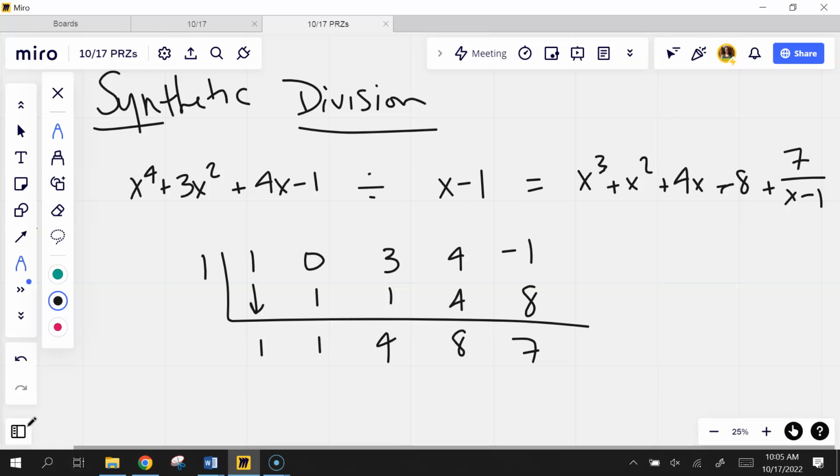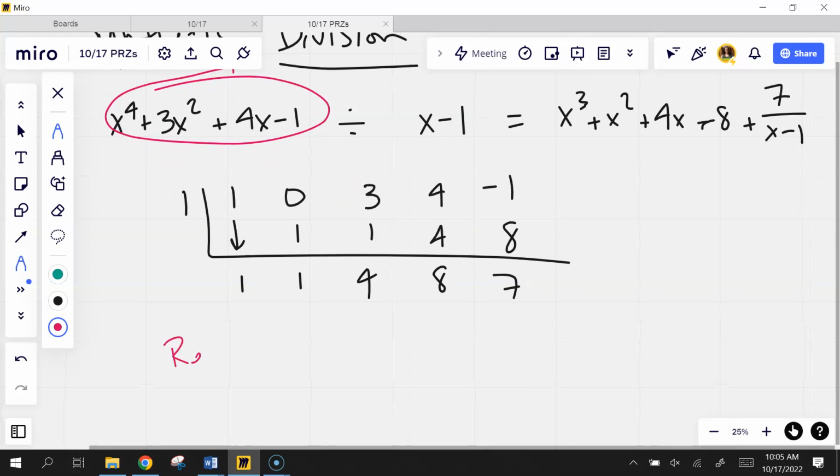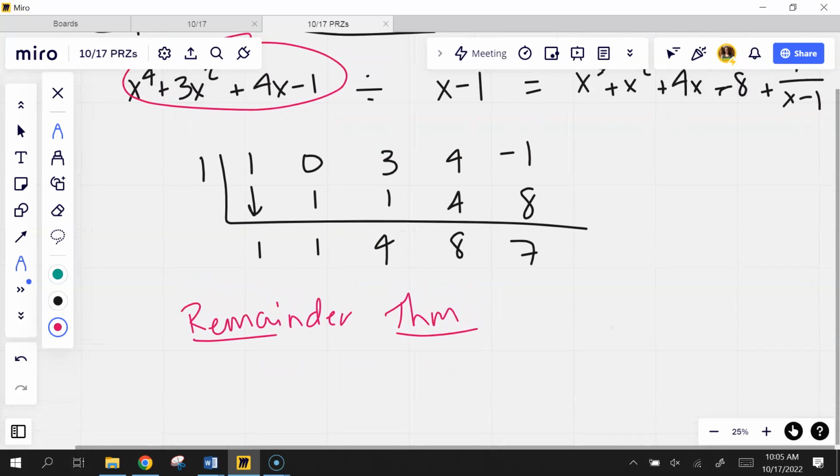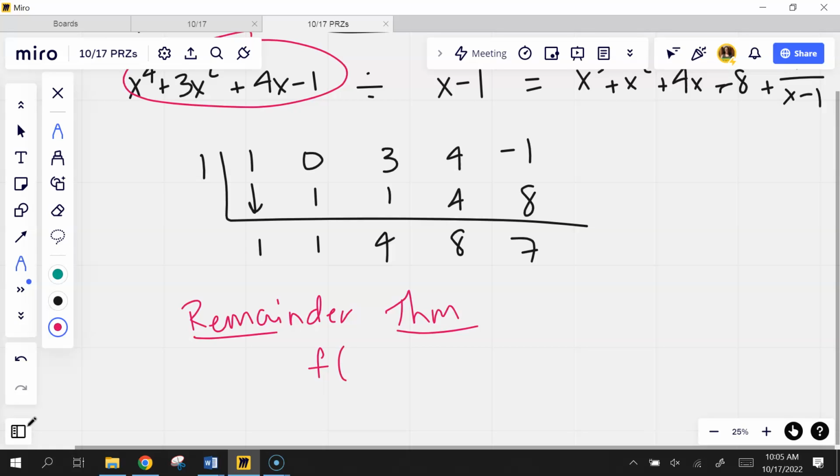What happens if you plug in 1 here for every x and you get 7? That is the remainder theorem. The remainder theorem says, because if you get 0, you know there's no remainder, which means it's a factor. f of any number that you put in, the remainder of dividing by this number, is so much easier to just do the synthetic division and get over.